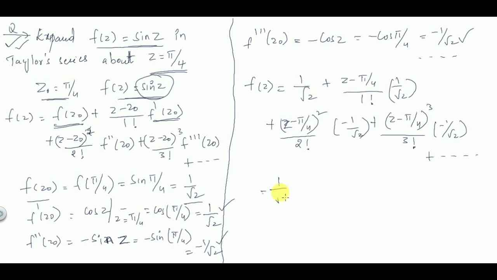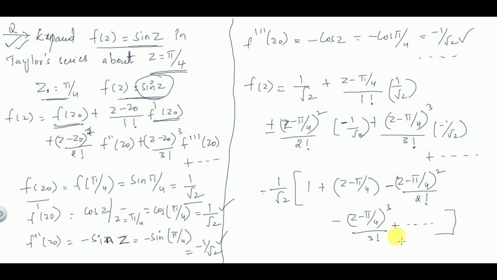Okay, so you can take 1 by root 2 out as a constant. You get 1 plus z minus pi by 4, then a minus sign, because minus into plus becomes minus, so minus z minus pi by 4 whole square by 2 factorial, minus z minus pi by 4 whole cube by 3 factorial, plus so on. Okay, this is the expansion of f of z at z is equal to pi by 4.